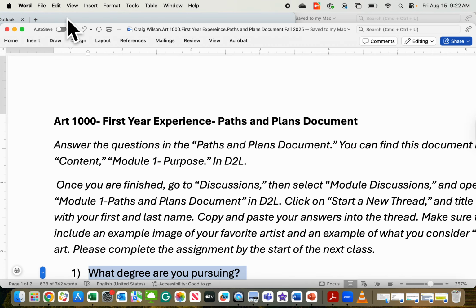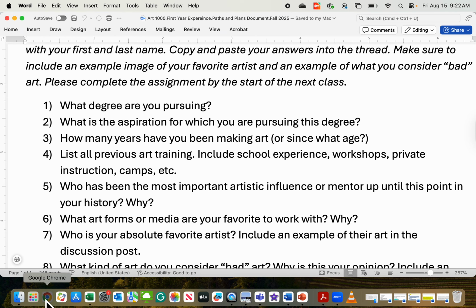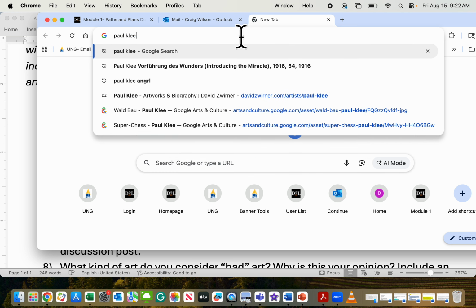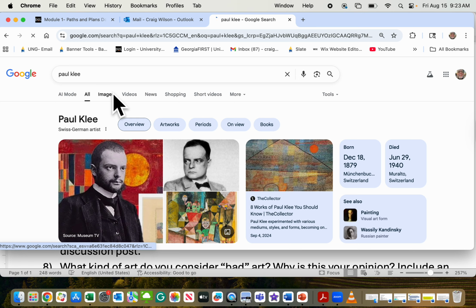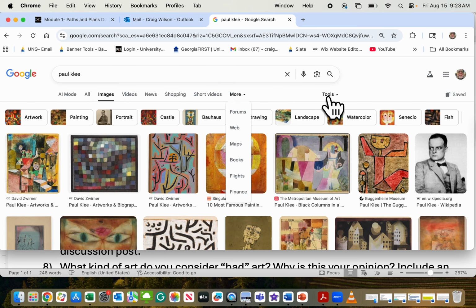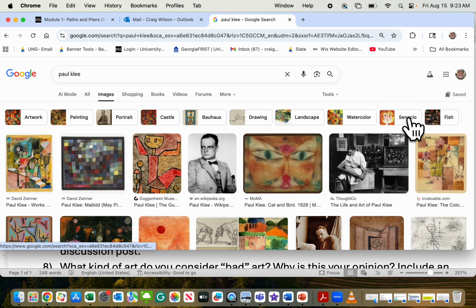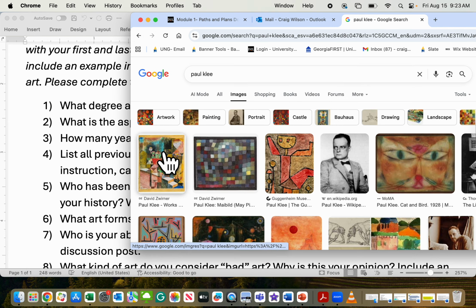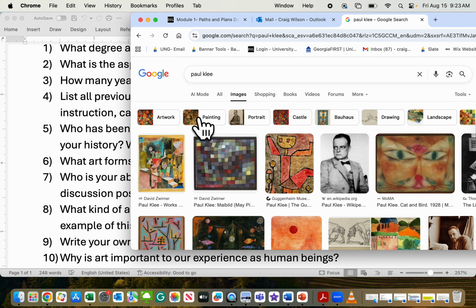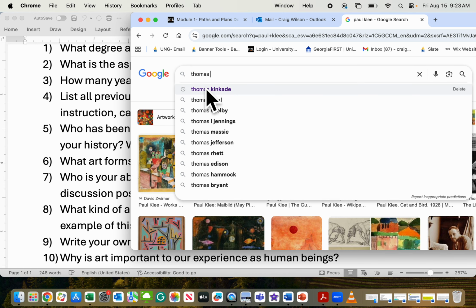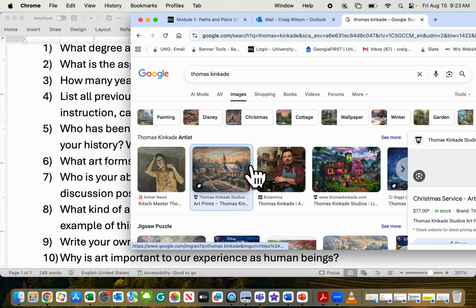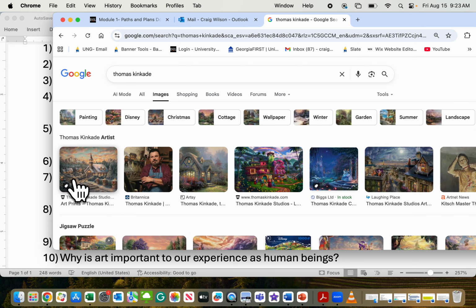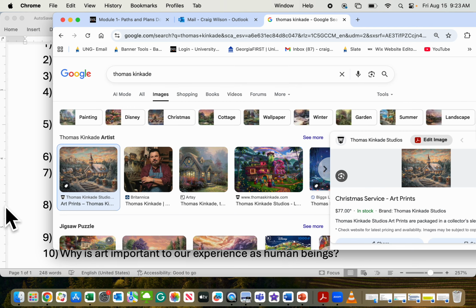Now, you want to take photographs of your artist. A quick note on that. If I go to Paul Klee and look him up on Google, I can go to Images, then Tools, and go to Large Size. This will give you a better resolution image. So I'm just going to pull that onto my desktop. I'll go ahead and get Thomas Kinkade. Again, go to large. Click on the image. Pull it onto your desktop.